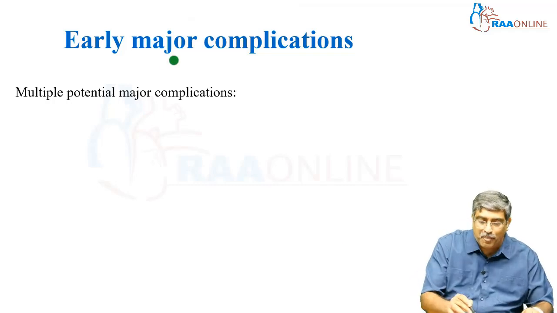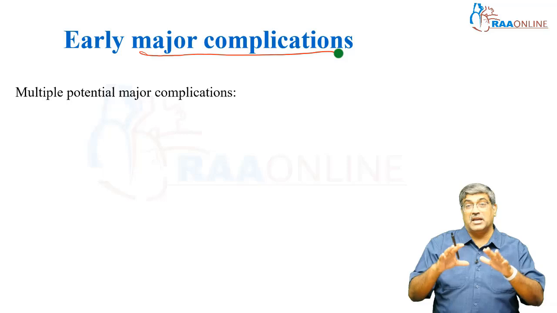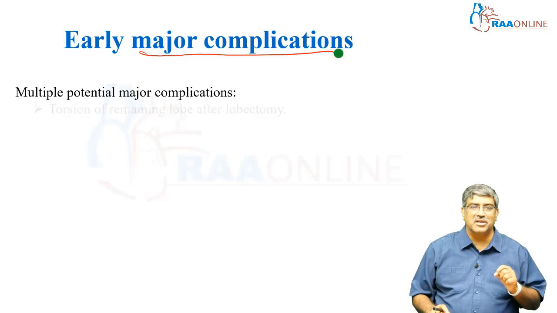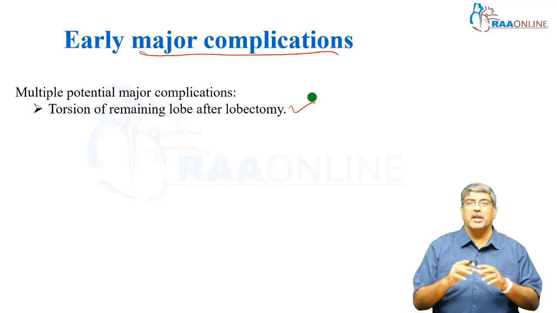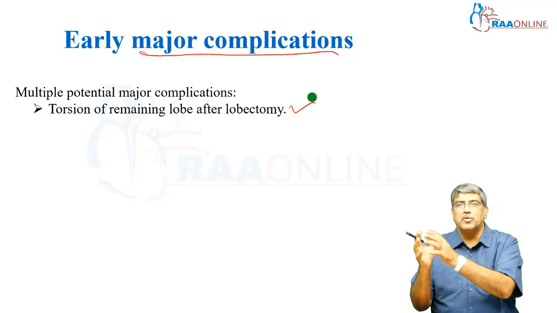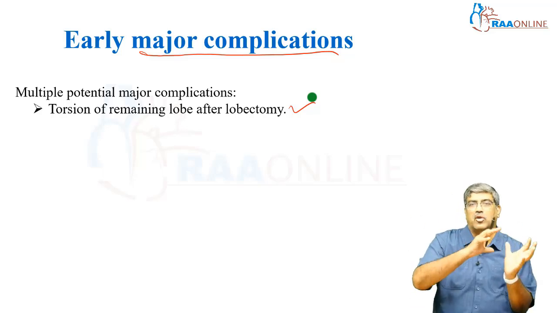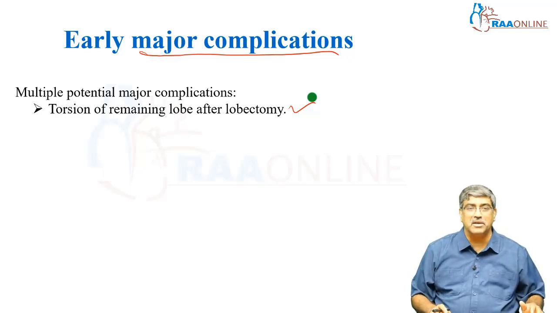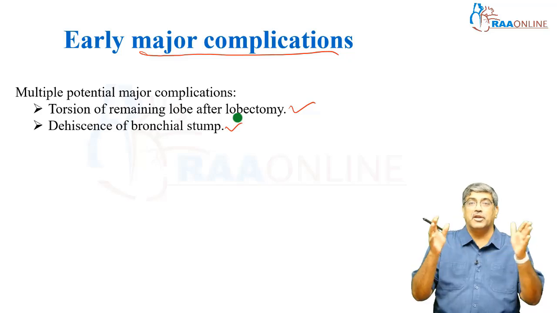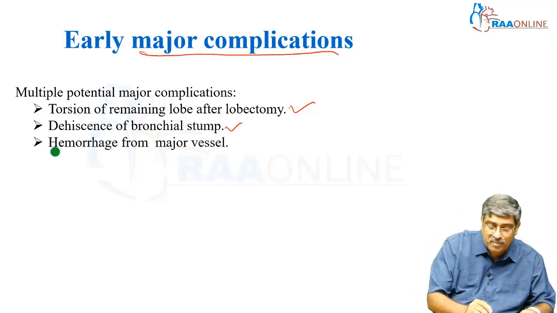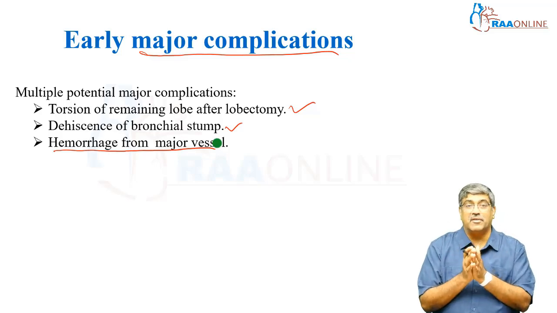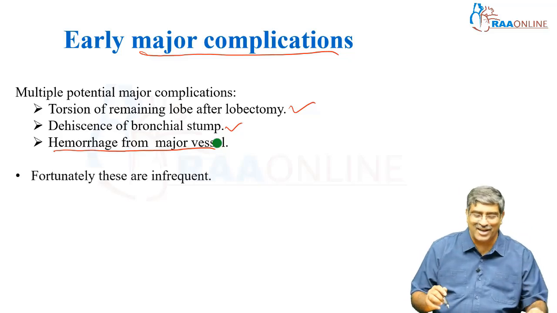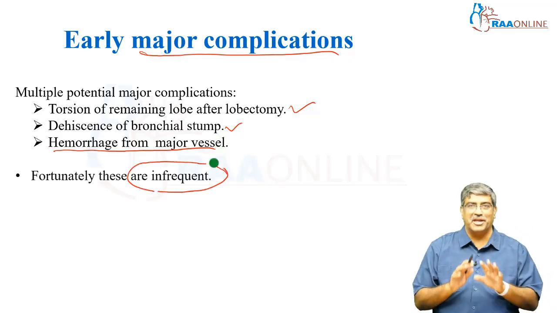But coming to some major complications which can really affect the outcome of the patient. The potential major complications include torsion of the remaining lobe after lobectomy. For example, you remove the left lower lobe. What happens to the upper lobe? The upper lobe gets torsion. So this is going to affect the outcome of the patient. Dehiscence of the bronchial stump, particularly when you do a pneumonectomy. Hemorrhage from the blood vessels around the thoracic cavity. These are all the early major complications. But fortunately, these are all infrequent.